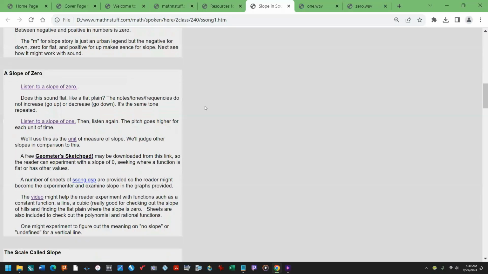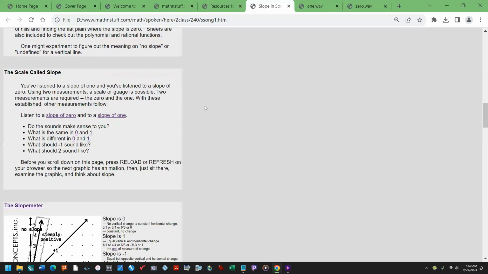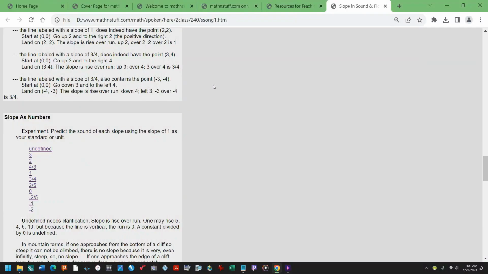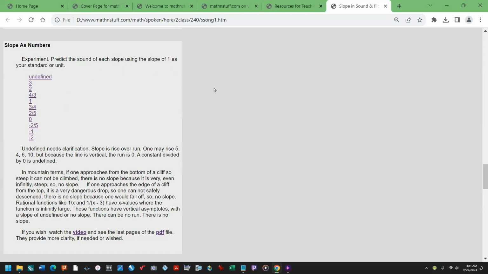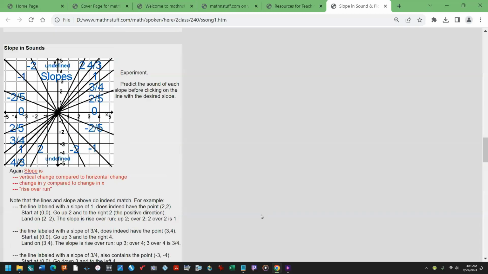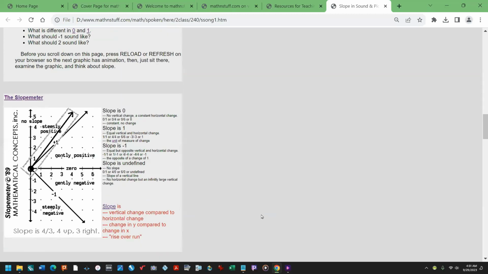And I'm sure you could expect what a slope of -1 should sound like. Another thing is that, in addition to video of this page and a PDF file of this page, there are 2 more things to look at.